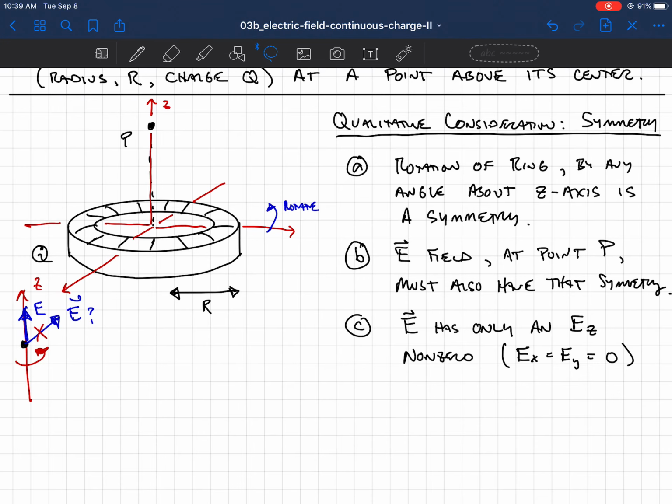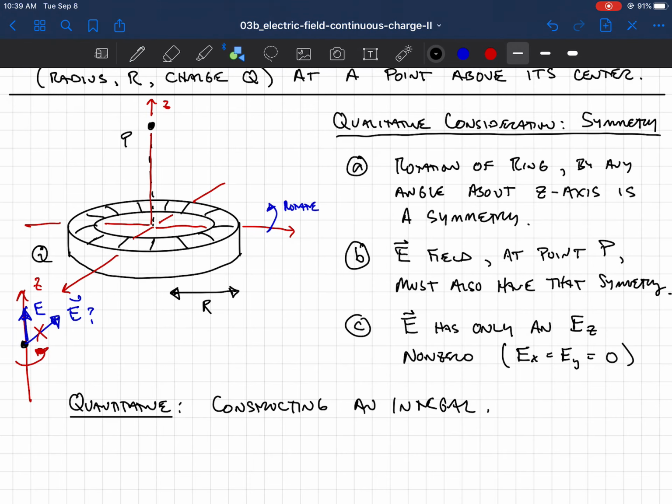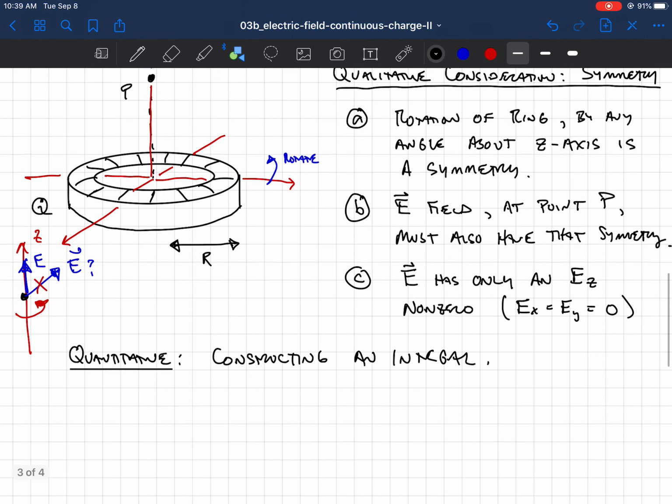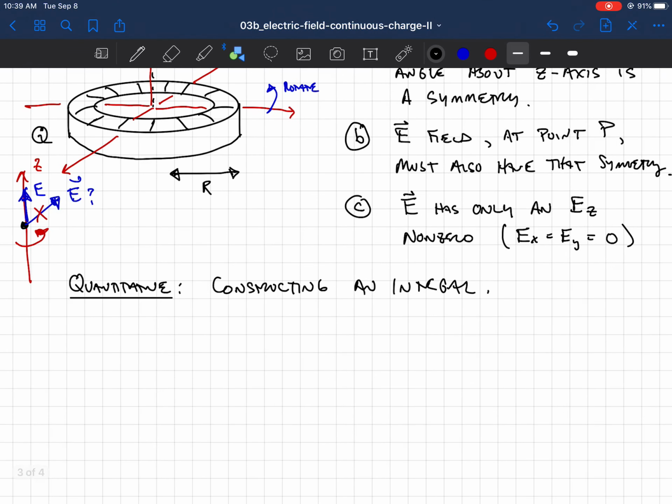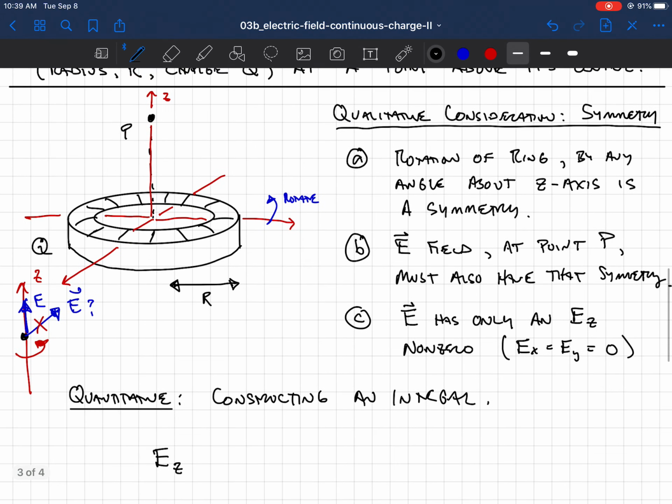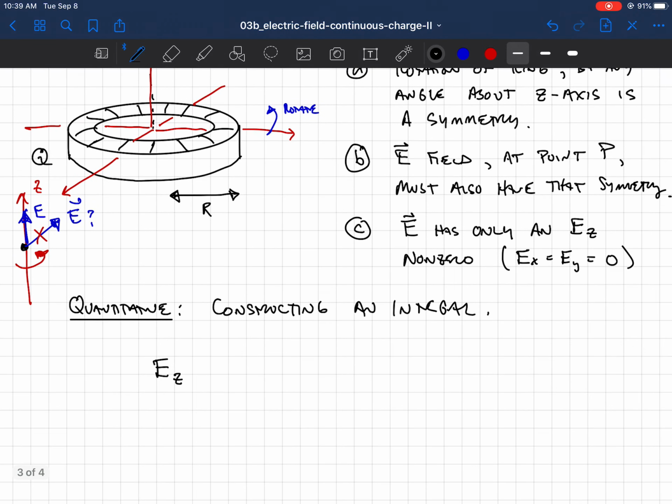And now we want to move on to the quantitative part. And the quantitative part is the construction of the integral. And you see, it was important to do that qualitative up front because now our construction of the integral is reduced to only finding E sub z. So we're only looking for the quantity E sub z. If we hadn't done the qualitative part, then we would have to find E sub x, E sub y, and E sub z. So what is E sub z?